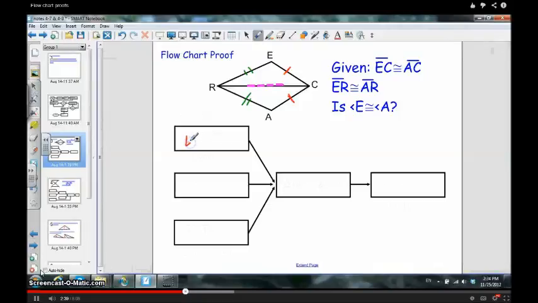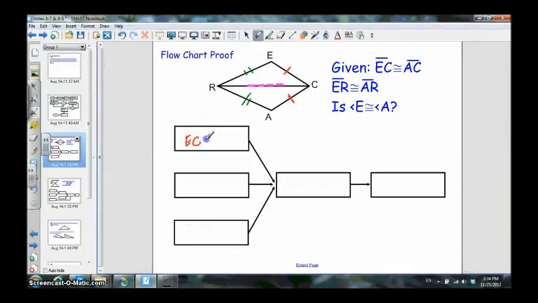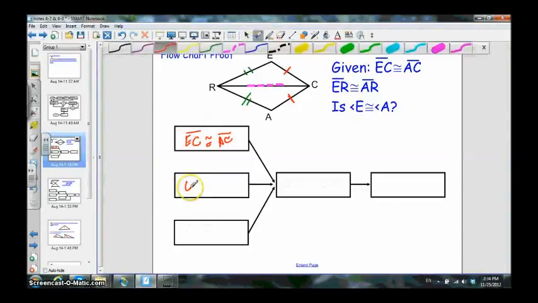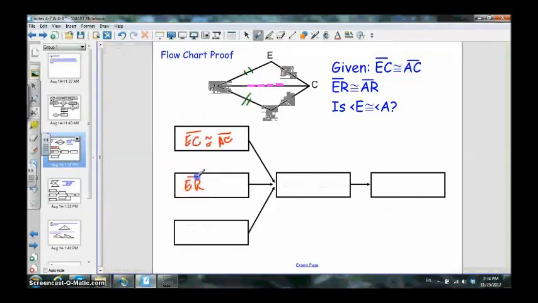So my first step is to write down my given information. Fill in the first box with the first piece that was given. EC is congruent to AC. We do need the segment bars above. ER is congruent to AR. And both of these are because those were given information.